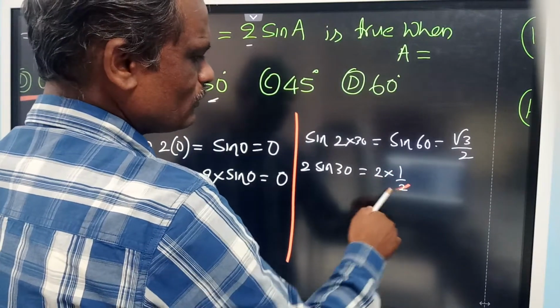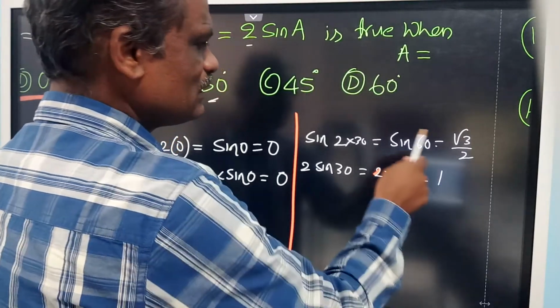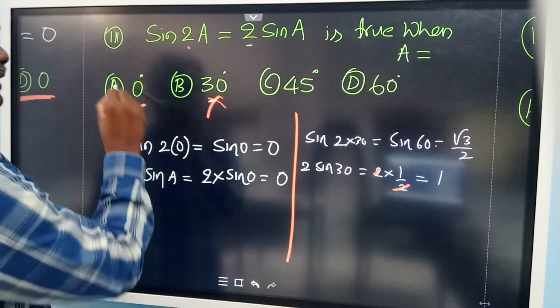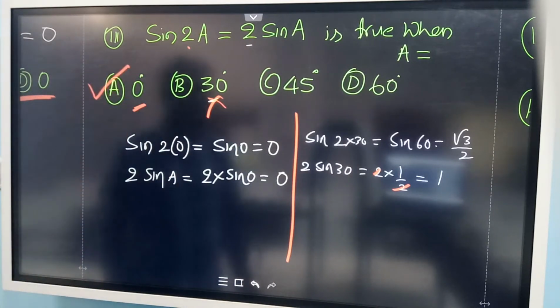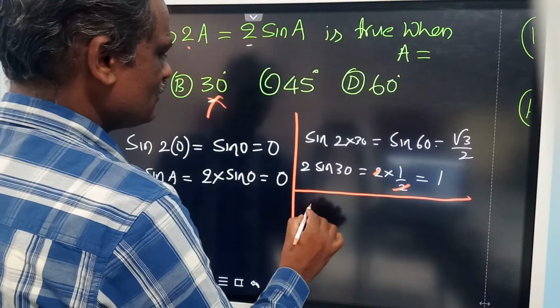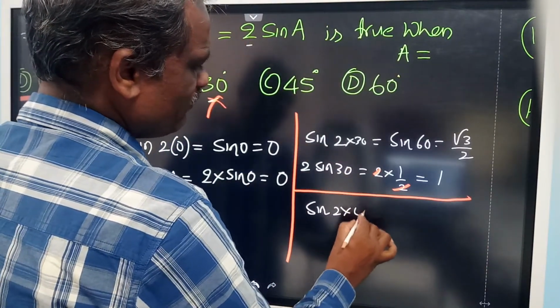So 1 by 2, 2 cancels, you are getting answer 1. See, these two are not equal. Sin 2A is not equal to 2 sin A, so this is not possible. So you are getting option A correct. B is not correct. Similarly, you can check 45 degree, sin 2 into 45.